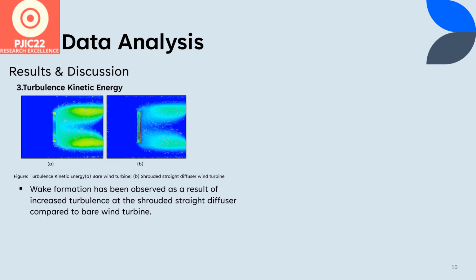Next, we go to the turbulent kinetic energy. The variation in turbulent kinetic energy along the wind turbine can be reviewed in the figure. The term turbulent kinetic energy is basically referring to turbulent intensity. Wake formation has been observed as a result of increased turbulence at the shrouded straight diffuser compared to the bare wind turbine. A wake region is clearly seen at the shrouded region of the straight diffuser. The area with the highest intensity of turbulence is found downstream from the diffuser and has an asymmetric flow pattern.